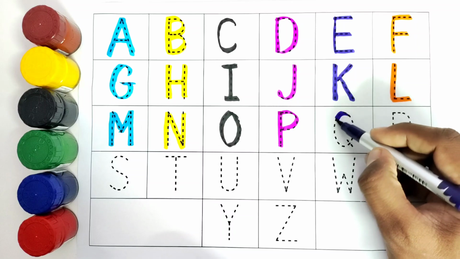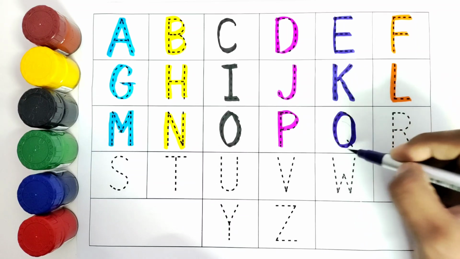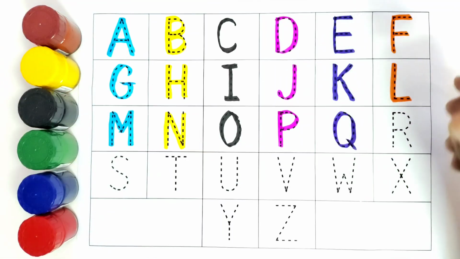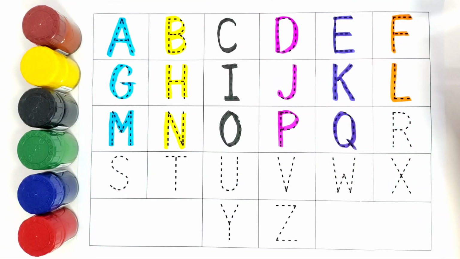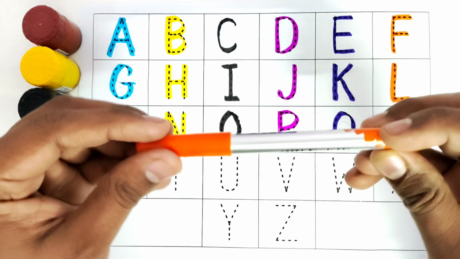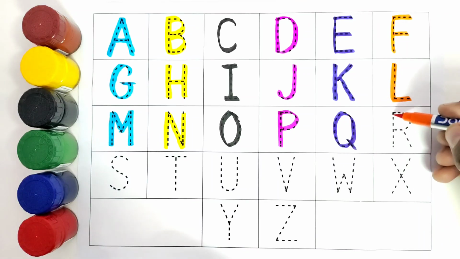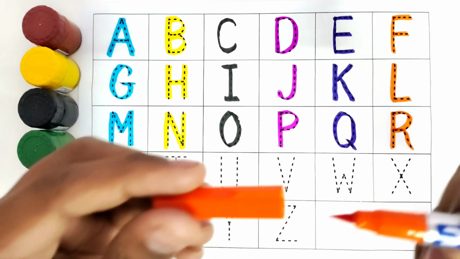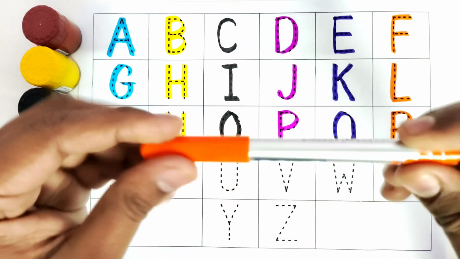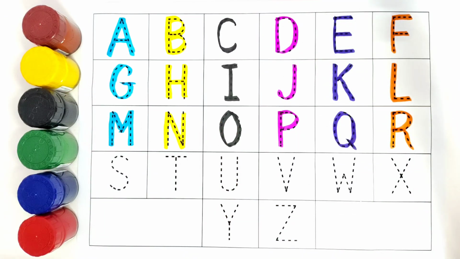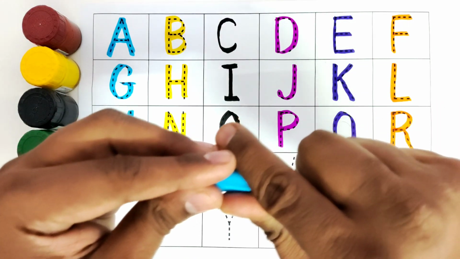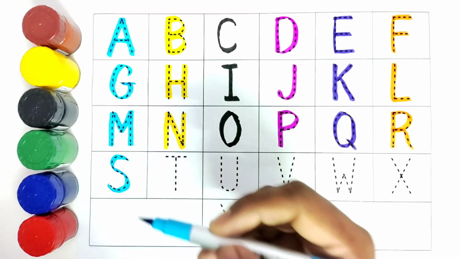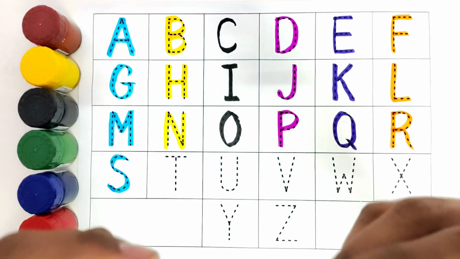Q for queen. Purple color. Orange color. R for rat. Blue color. S for sun.